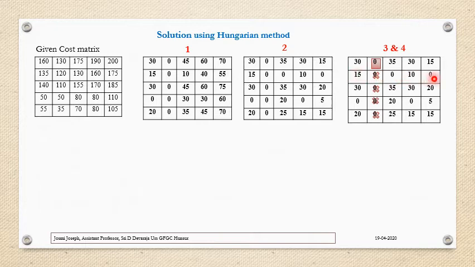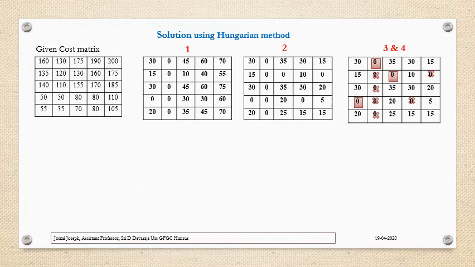Search through the second row, here 2 zeros. Third row we have no zeros. Fourth row more than 1 zero, leave it. Fifth row also we don't have any zeros. So now scan through the columns. Now we have exactly 1 zero, make an assignment. So here also make an assignment. Now all the zeros are covered either using an assignment or using a cross mark.